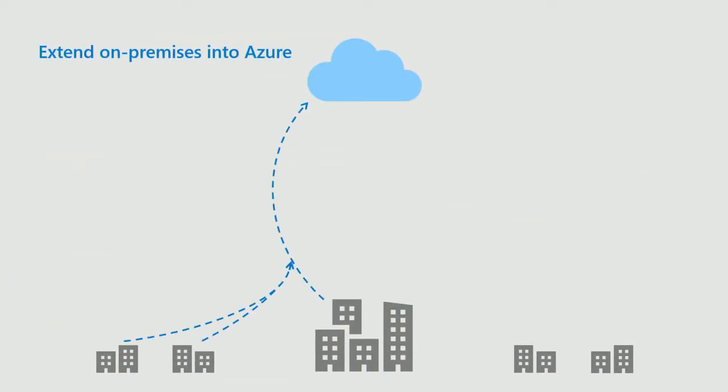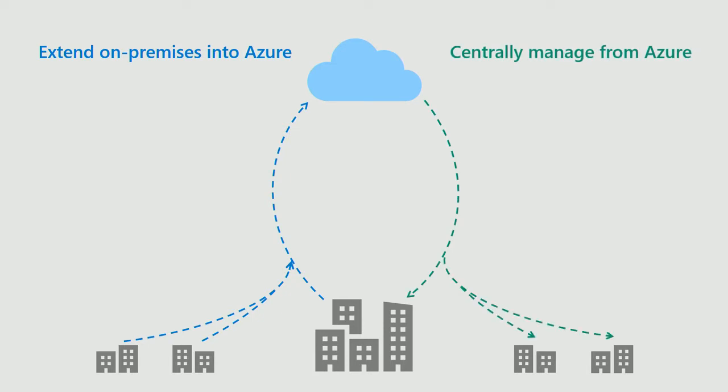It appears right here. So when we talk about hybrid, the first part, one way to think about it is extending on-premises into Azure. So the things that you have running on premises, how can we extend that into Azure, for example? And then there's also the second one, which is centrally managing from Azure. We'll get to that in a minute. So let's talk about how you can extend your on-premises into Azure.